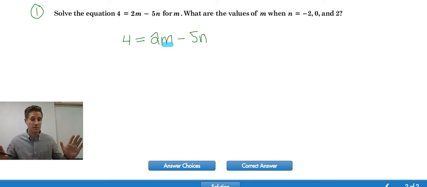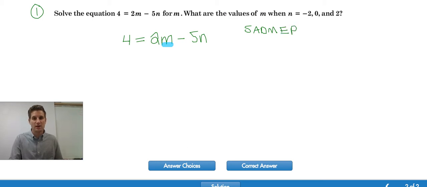This is very similar to what we do on a two-step equation normally. We're going to be using what's called SADMEP. We're going to try and get rid of everything that is adding or subtracting to m, anything multiplying or dividing, and then if there are any exponents or parentheses. So right now, 5n is subtracting from my 2m, so to get rid of it, I'm going to add 5n. Now these cancel out with each other.